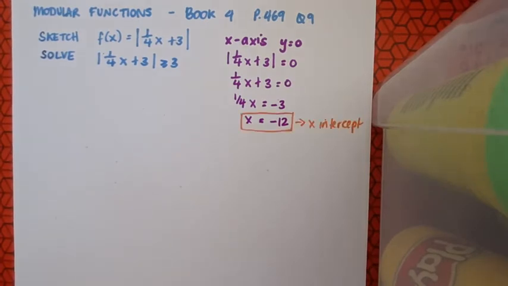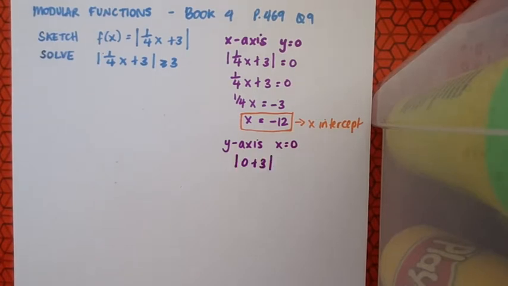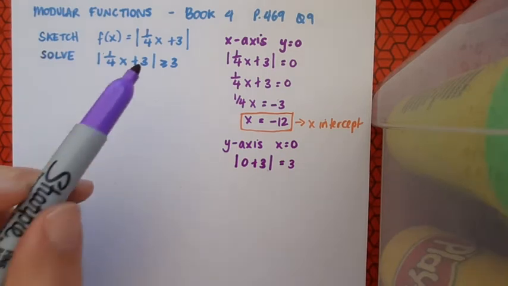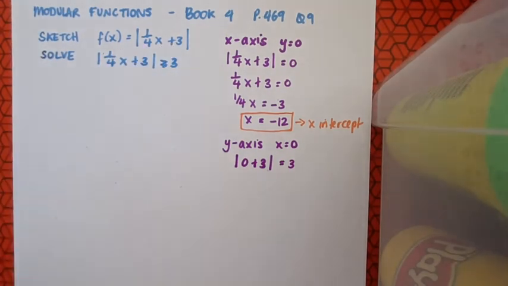I also need to get the y-intercept. And of course, that just means letting x equal 0. So effectively, I'm evaluating 0 plus 3, the absolute value of this. And this comes out as 3. And remember that really when we're looking for the y-intercept of a modular function like this, the easiest thing to do is just to take the absolute value of the constant. So again, that's just the absolute value of my plus 3, which of course is 3. And this is my y-intercept.